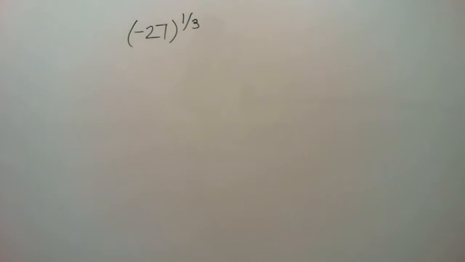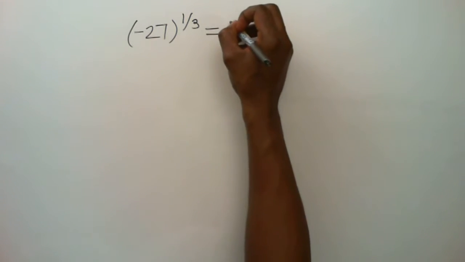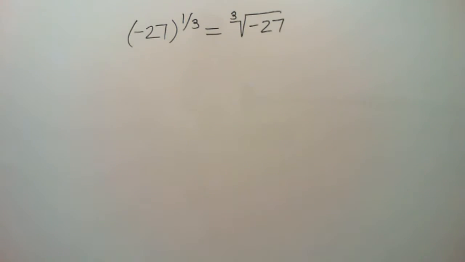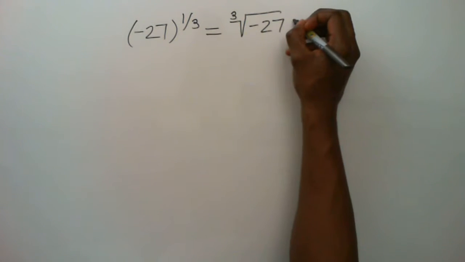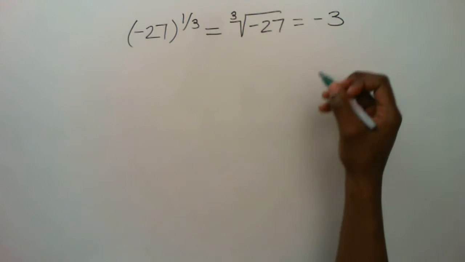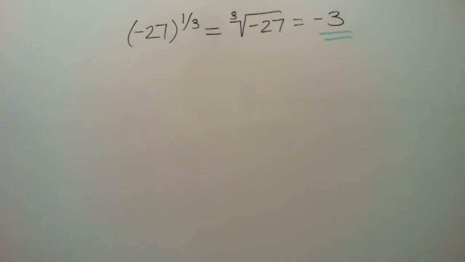Okay, let's solve the problem negative 27 to the 1/3 power. The first thing I want you to understand is negative 27 to the 1/3 power is the same as saying the cube root of negative 27. This is just a notational difference in the writing of the problem. The problem is simply saying, what is the cube root of negative 27? So, to solve this problem, all we need to do is find the cube root of negative 27, which is negative 3.